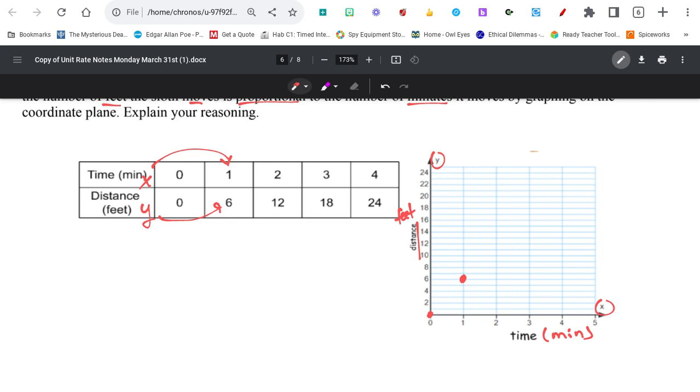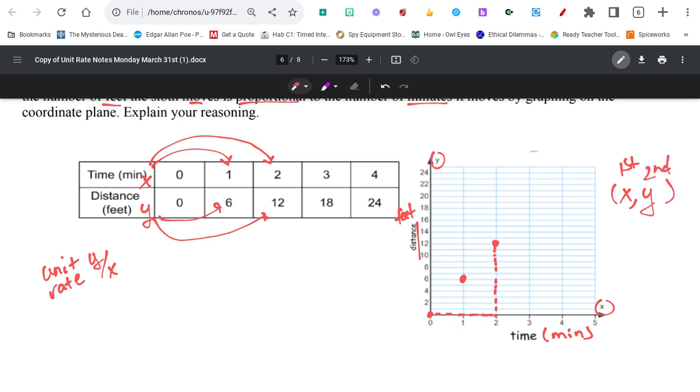All right, and then you have an X equal to 2, so you're going to go over 2. And your Y is 12, so you're going to go up 12. Now, I don't want you to get this confused with the unit rate. For unit rate, it's Y divided by X, so it's Y first and then X, okay? But when you plot a point, you plot X first, and then you travel up the Y-axis second, okay? So it's kind of the opposite of unit rates. Plotting the points is opposite of unit rates.